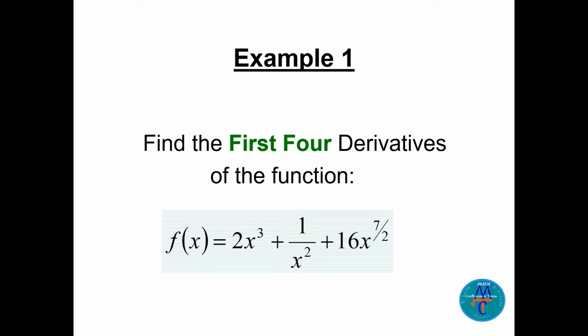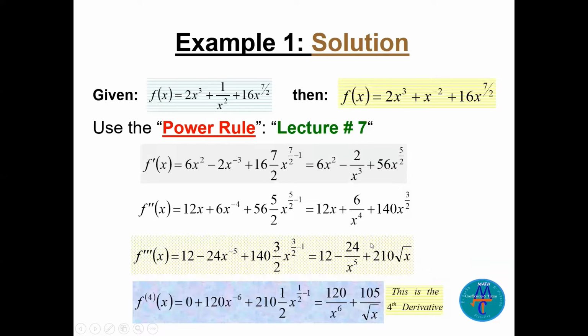Let's look at this example 1. Find the first 4 derivatives of the function f of x is equal to 2x cubed plus 1 over x squared plus 16x to the power 7 over 2. So we have here fraction, we have here rational power, we have integer power, everything. So you have to start with f prime by using the power rule from lecture number 7. You can write this 1 over x squared, you can leave it, or you can write it like x to the power minus 2. Easy to use the power rule.